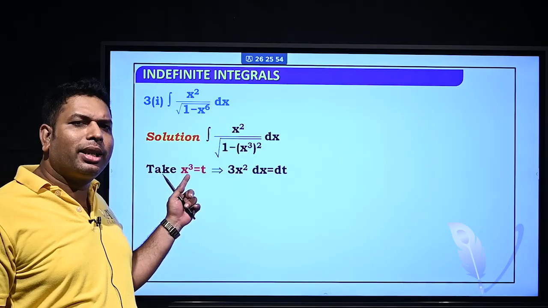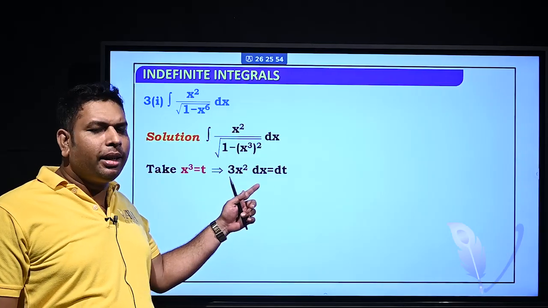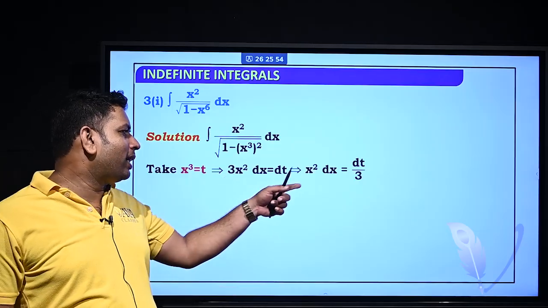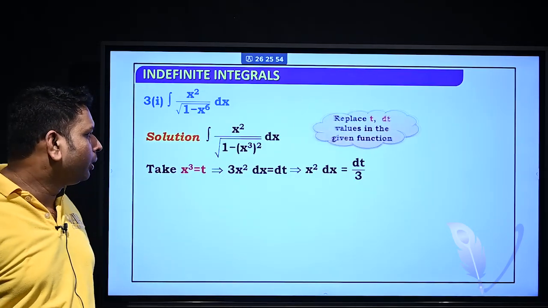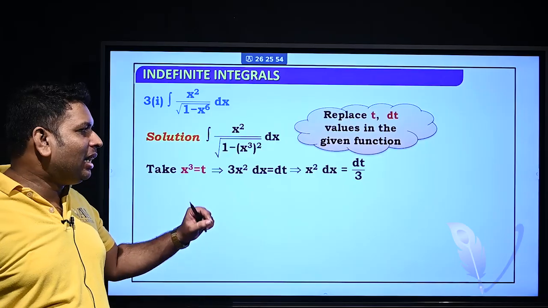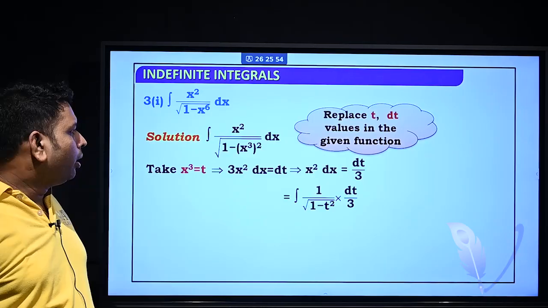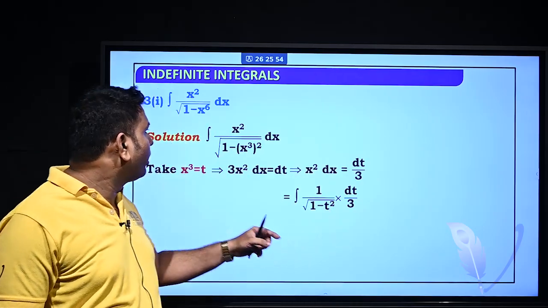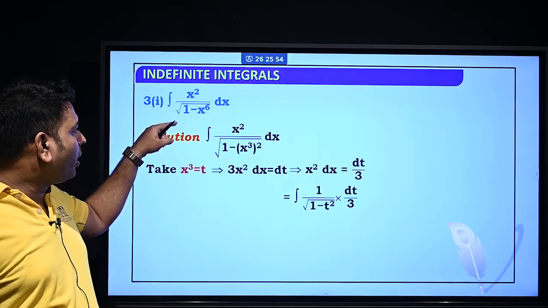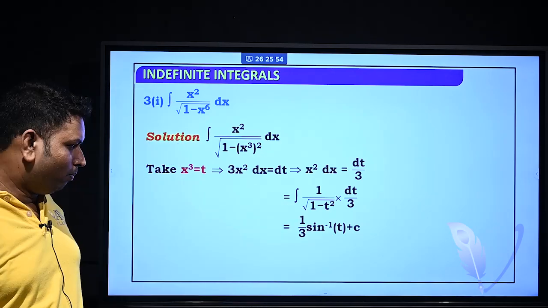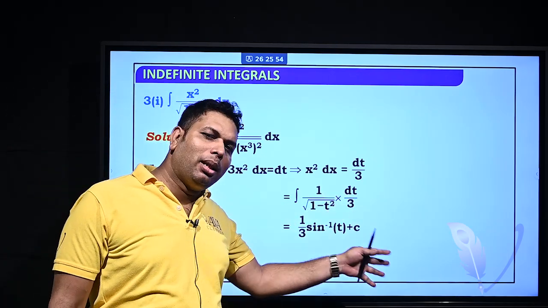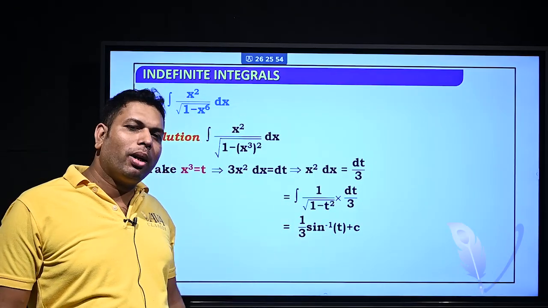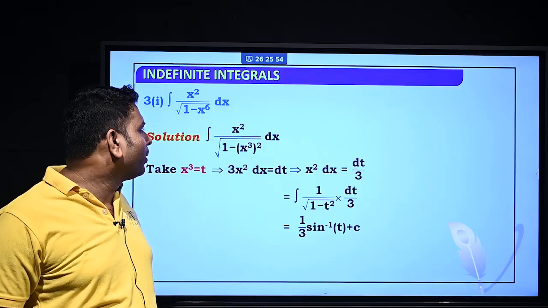So d by dx of x cube is 3x square, dt by dx, so 3x square dx is dt. That implies x square dx equals dt by 3. Now replace t and dt in the given function. Integration of x square dx is dt by 3, 1 by the square root of 1 minus t square. So 1 by 3 integration dt by the square root of 1 minus t square is sine inverse t. So 1 by 3 sine inverse t plus c.